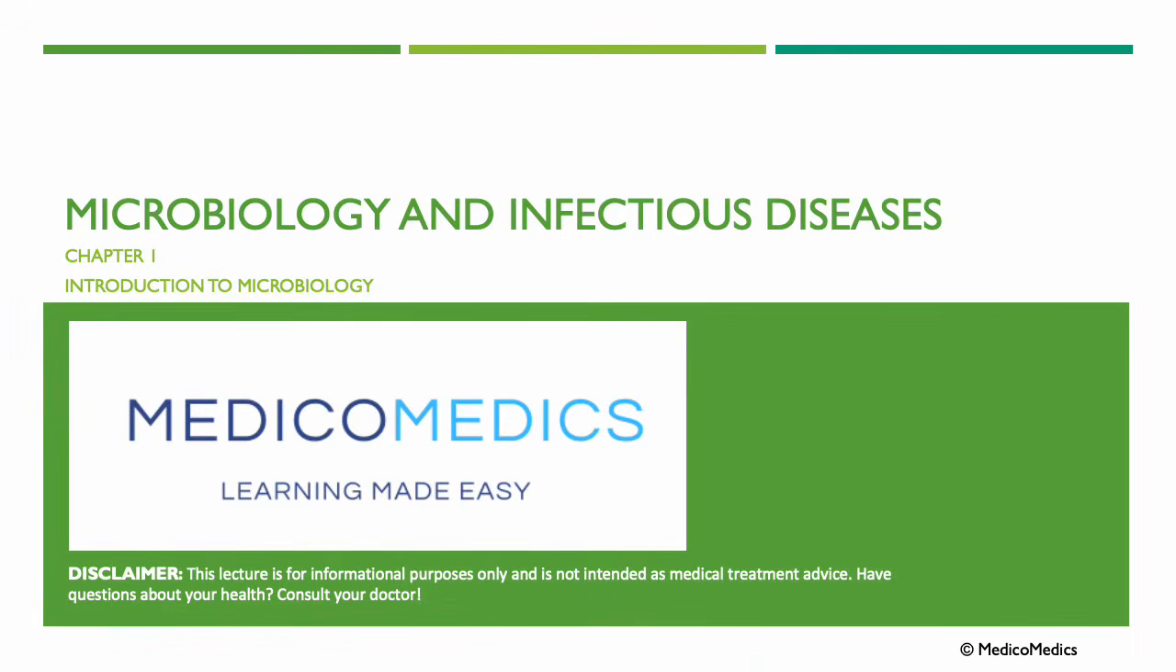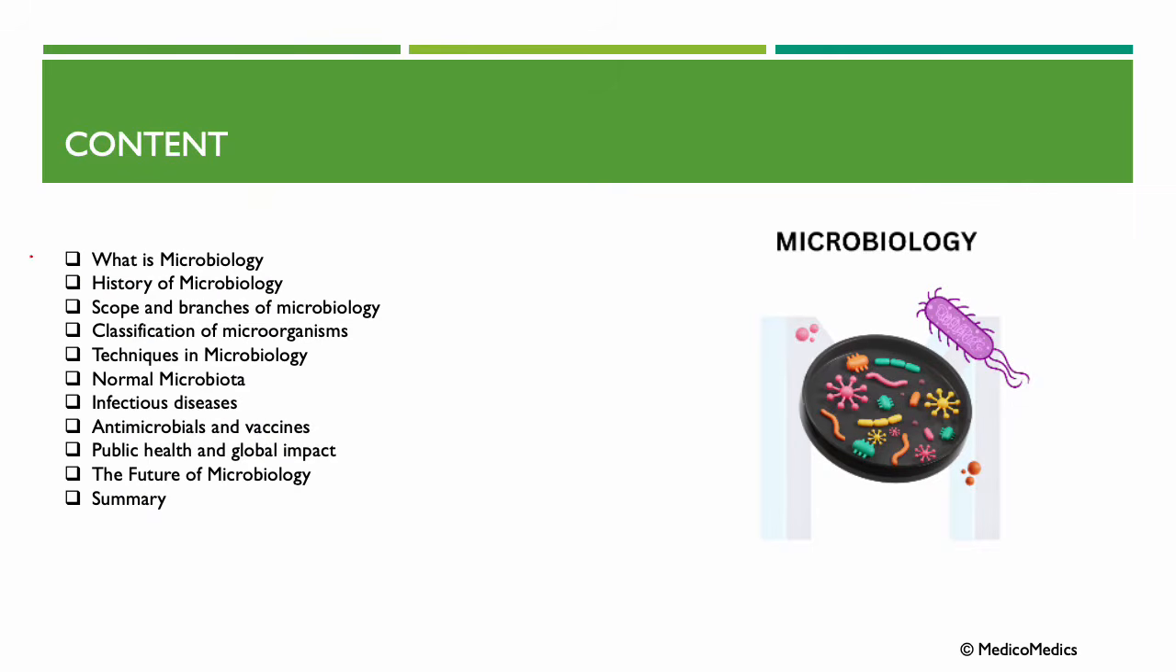So let's begin with Chapter 1, Introduction to Microbiology. In this lecture, we will discuss what is microbiology, its history, scope, and branches. We will talk about classification of microorganisms, and different techniques used in microbiology. Further on, we will continue talking about infectious diseases, antimicrobials, and vaccines. We will mention the future of microbiology and end with a summary.